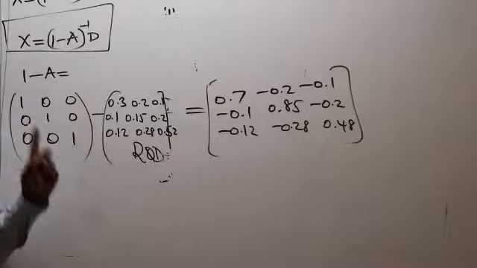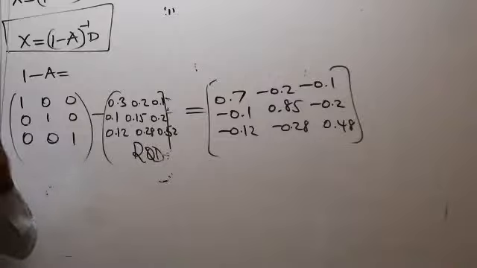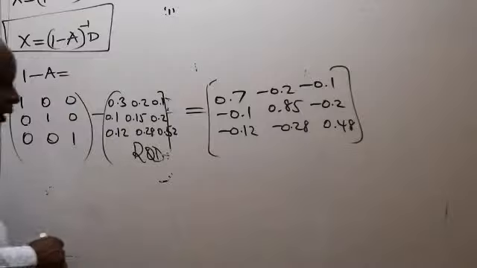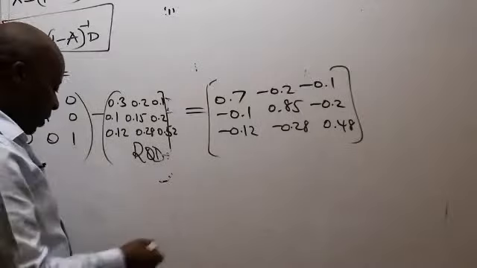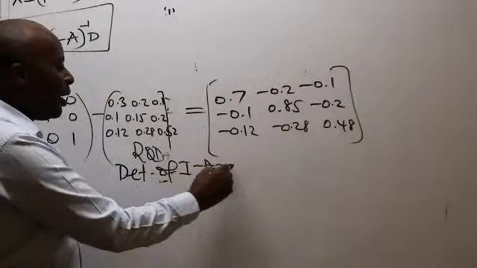And if it is inversion, then the first thing that I need to do, as Venny tells me, as Match tells me, is get the determinant. I need to get the determinant. And it will be the determinant of I minus A.